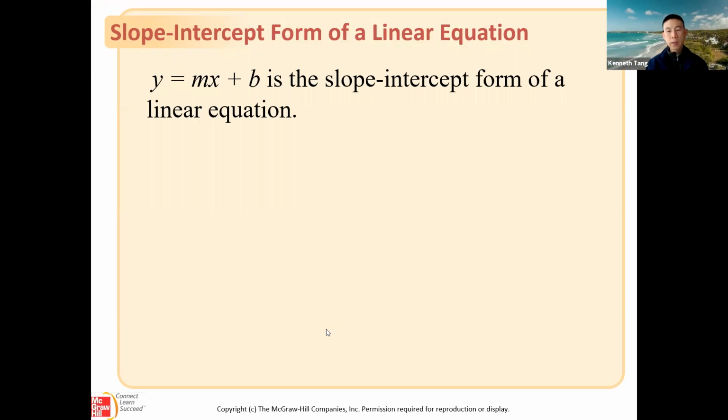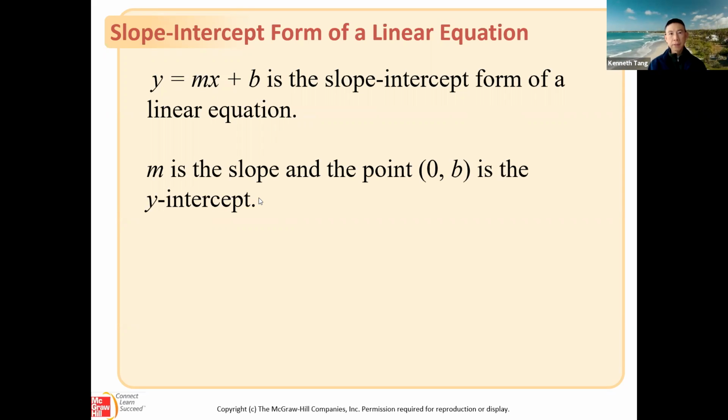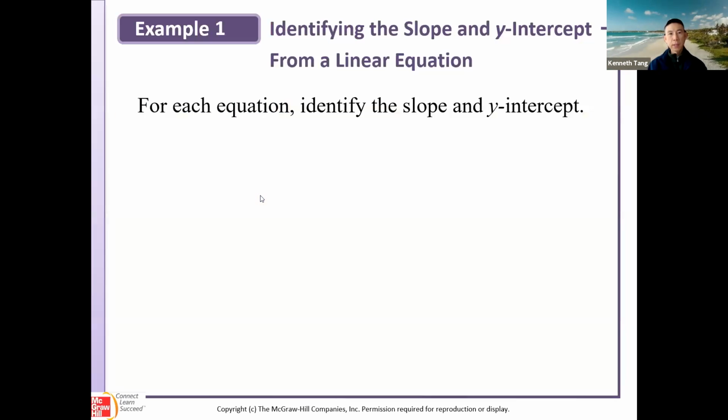Early on, we learned the standard formula, which is ax plus by equals c. Now the slope-intercept form is going to give you y equals mx plus b. The m is the slope, and the point (0, b) is the y-intercept. So here, let's look at the first one. For each equation, they want you to identify the slope and the y-intercept.